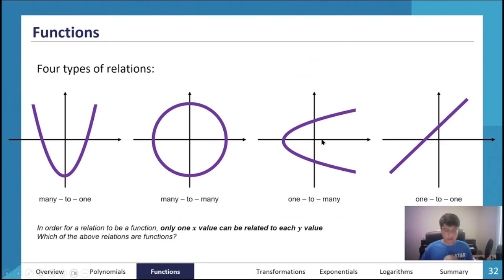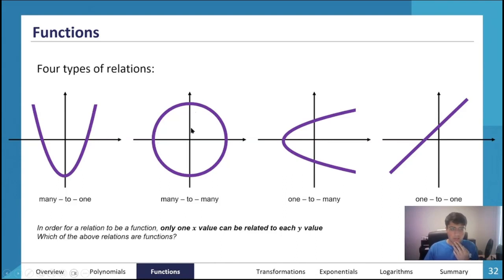So here's the next slide. We're looking at relations here. There are 4 different types. You can have many to one, which means that many x values are mapped to a single y value. So for instance, if we look at a y value of 5, imagine a horizontal line that represents y equals 5. We can have x equals maybe -2, or we could have x equals 2. So there are 2 x values that map to that one y value.